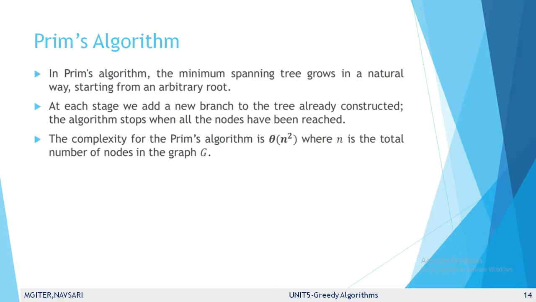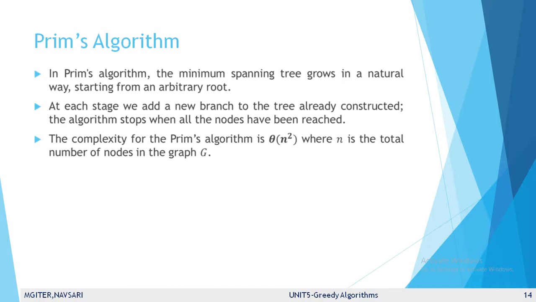Now we see the next algorithm which is solved using the greedy method, that is Prim's algorithm. Now what is Prim's algorithm? In Prim's algorithm, the minimum spanning tree grows in a natural way, meaning we select any arbitrary starting root. At each stage we add a new branch to the tree which is already constructed, and the algorithm stops when all the nodes have been reached.